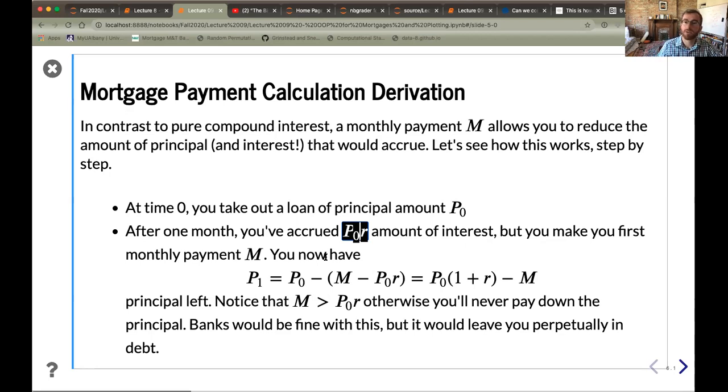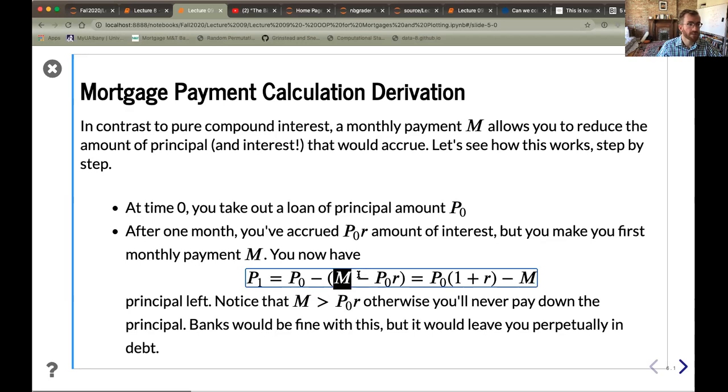So we want to see how much the principal has changed. Again, that's the amount we've actually loaned out. So let's see what that is. So the principal after 1 month is P1. That's just our notation for it. What is P1? What is it equal to? Well, it's the amount that we initially loaned out, P0, minus our monthly payment.